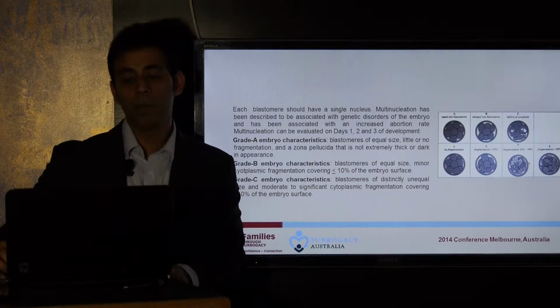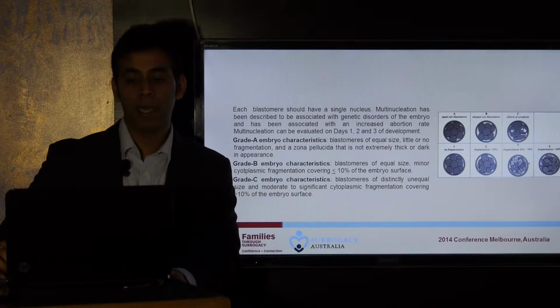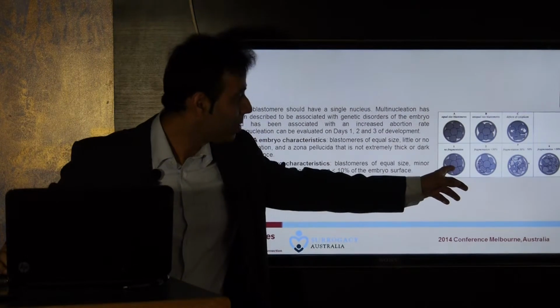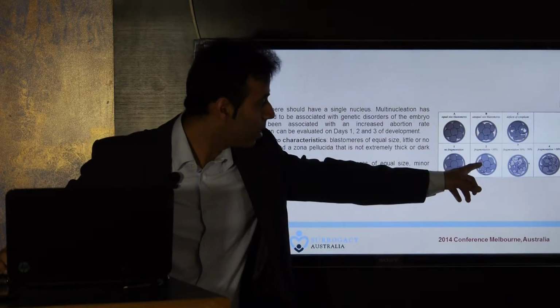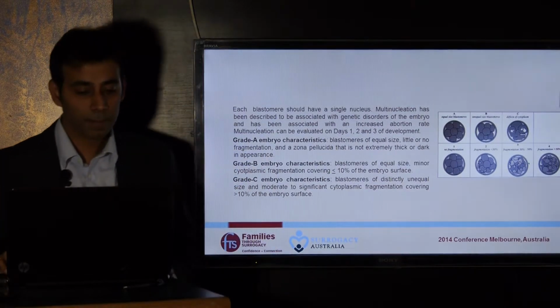A grade B embryo, again the blastomeres should be of equal size, with minor cytoplasmic fragmentation covering less than 10% of the embryo surface. Like this embryo here has no fragmentation, whereas here these tiny dots that you see, those are signs of fragmentation.